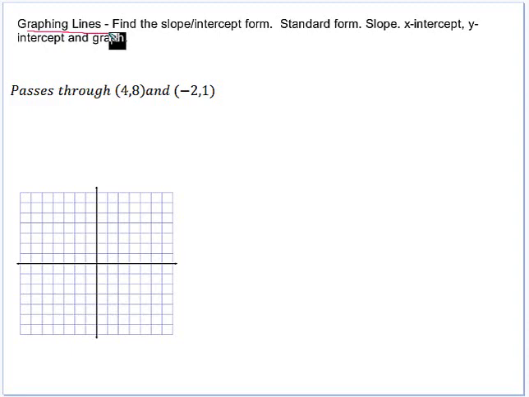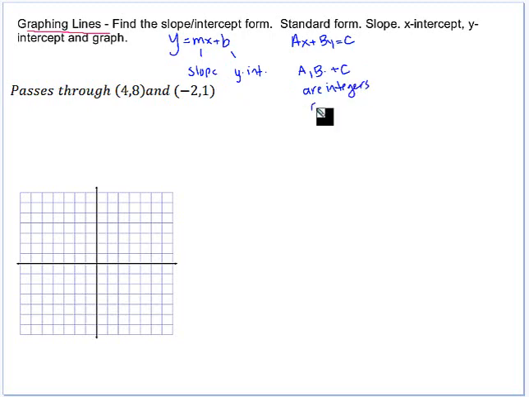First, I'm just going to refresh you as to what the slope-intercept form and standard form is. Slope-intercept form is y equals mx plus b, where m stands for our slope and b stands for our y-intercept. Standard form is ax plus by equals c, where a, b, and c are integers with a greatest common factor of 1. So they can't be simplified down at all. And a also should be positive, so a should be greater than or equal to 0.